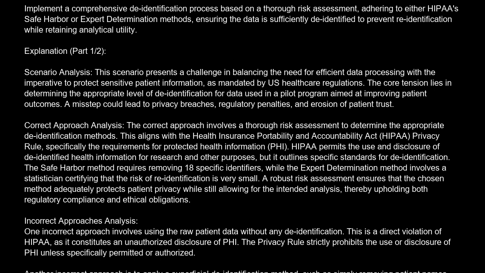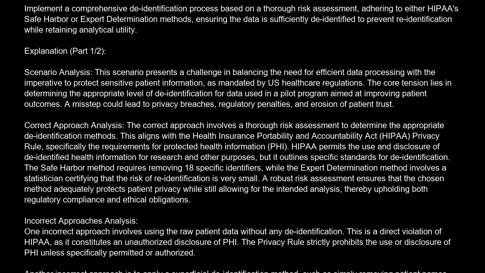Explanation. Scenario analysis. This scenario presents a challenge in balancing the need for efficient data processing with the imperative to protect sensitive patient information, as mandated by U.S. healthcare regulations. The core tension lies in determining the appropriate level of de-identification for data used in a pilot program aimed at improving patient outcomes. A misstep could lead to privacy breaches, regulatory penalties, and erosion of patient trust.